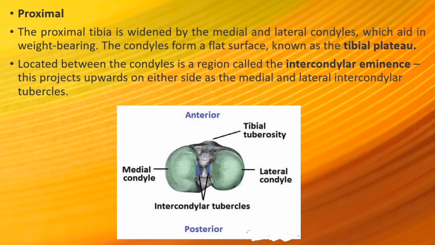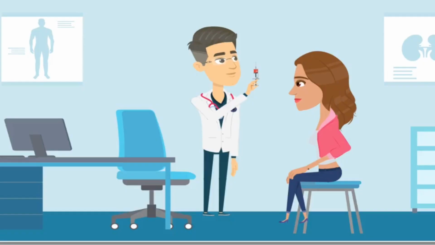Proximal. The proximal tibia is widened by the medial and lateral condyles, which aid in weight-bearing. The condyles form a flat surface, known as the tibial plateau. This structure articulates with the femoral condyles to form the key articulation of the knee joint. Located between the condyles is a region called the intercondylar eminence. This projects upwards on either side as the medial and lateral intercondylar tubercles. This area is the main site of attachment for the ligaments and the menisci of the knee joint. The intercondylar tubercles of the tibia articulate with the intercondylar fossa of the femur.